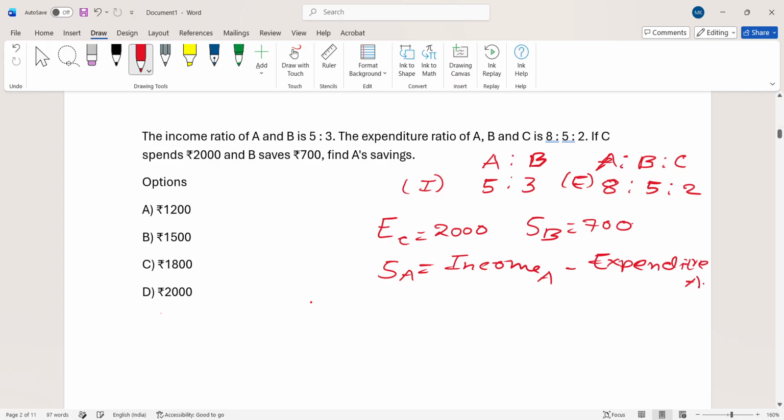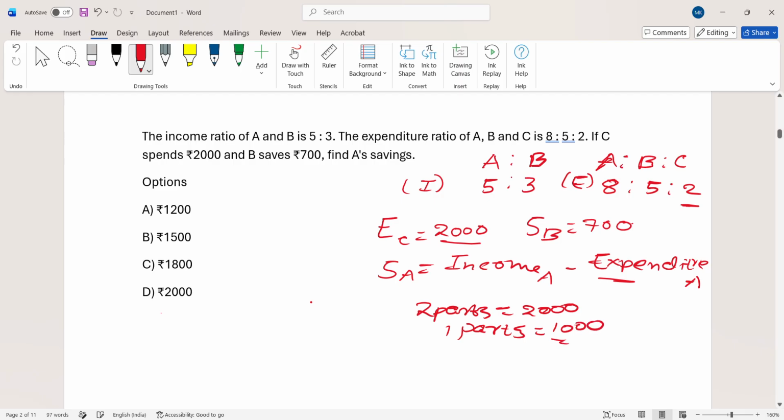Expenditure of A. So let's find the income of A and expenditure of A. For finding expenditure, a clue is given that expenditure of C is 2,000 rupees. Tell me, if two parts is equal to 2,000 rupees, can you tell me the one part? One part is equal to 1,000 rupees.